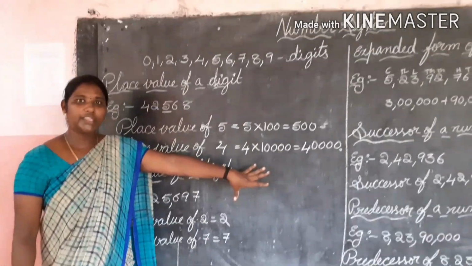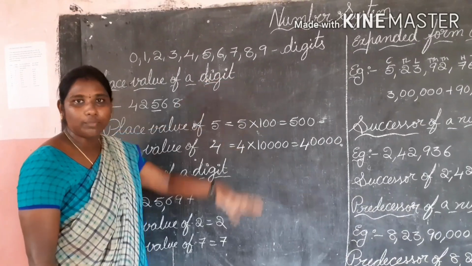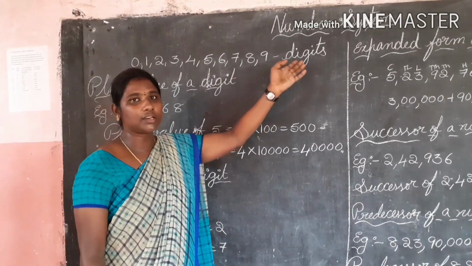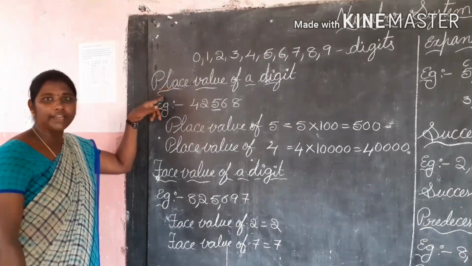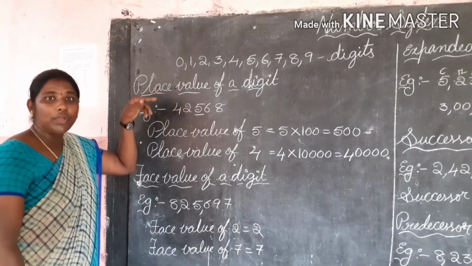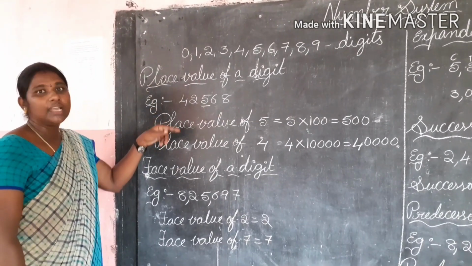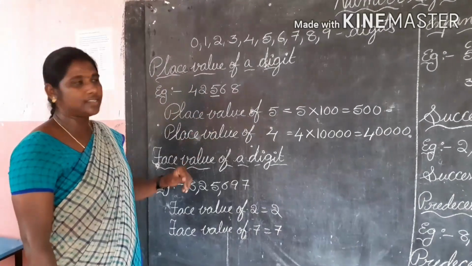Once again, I am repeating this. 0 to 9, these 10 symbols form the numbers. These 10 symbols are called digits. Next one, place value of a digit. How do we find the place value of a digit? To find the place value of a digit, we multiply the given number by the place it occupies.